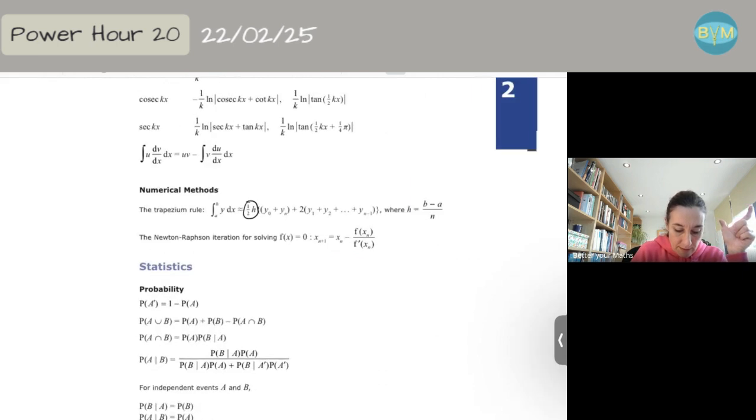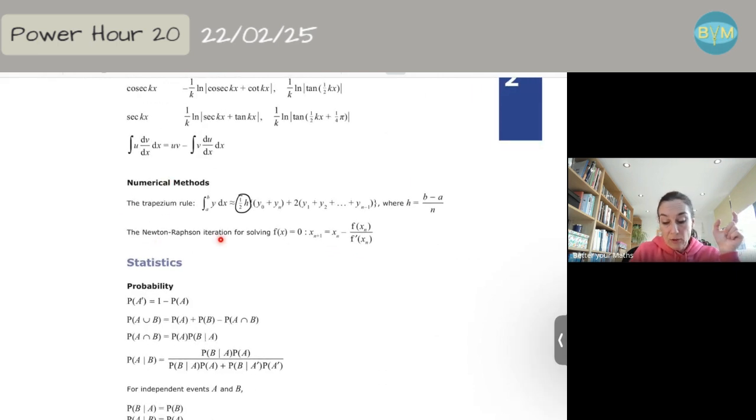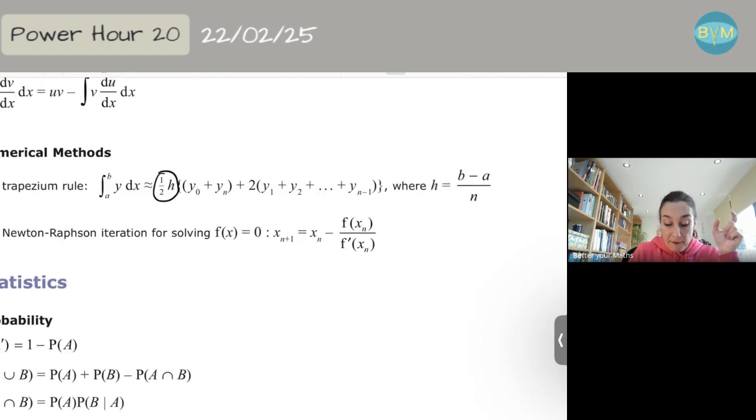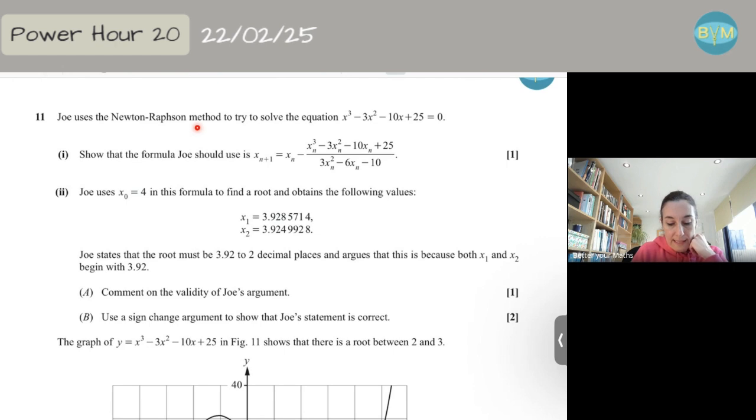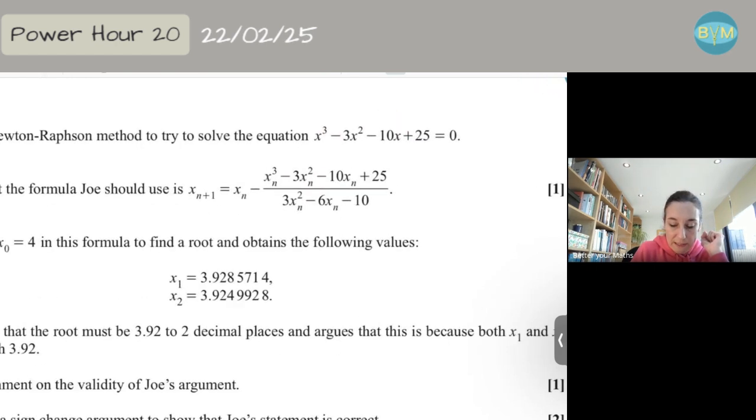In numerical methods, you have the trapezium rule and the Newton-Raphson. So the formula is telling you that each value is the previous one minus the function divided by the derivative. So we always have to find the function and the derivative. It's very simple to use. In this case, they ask us to show that this is the Newton-Raphson formula. It's just one mark. So I have xn minus the function, which is this one, divided by the derivative. That's the only thing that you are doing, differentiating this function.